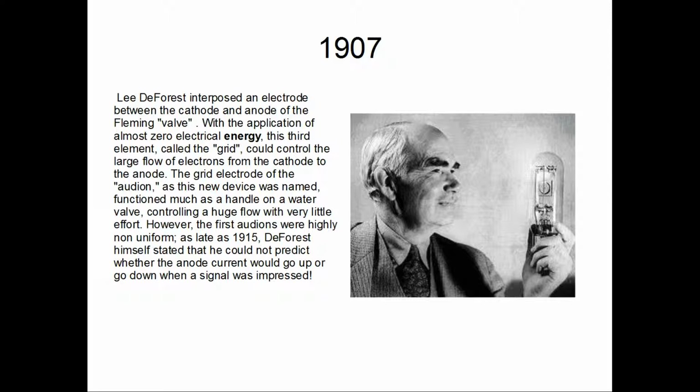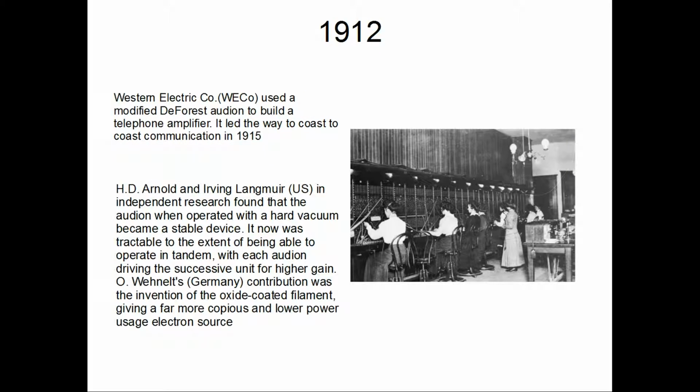However, the first Audions were highly non-uniform. As late as 1915, de Forest himself stated that he could not predict whether the anode current would go up or go down when a signal was impressed. In 1912, Western Electric Company used a modified de Forest Audion to build a telephone amplifier. It led the way to coast-to-coast communication in 1915.